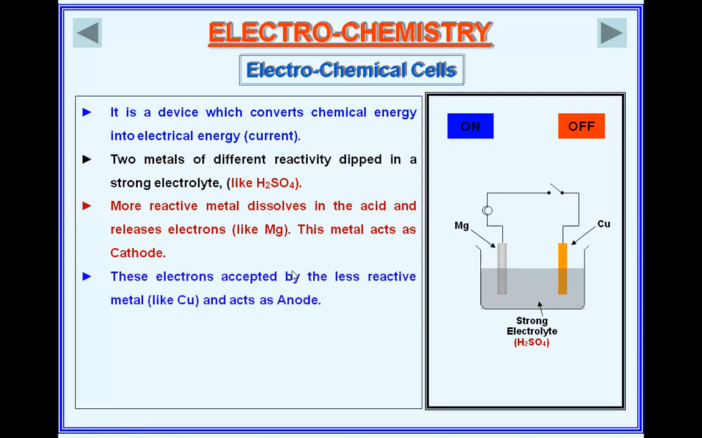Now you can see that the more reactive metal dissolves in the acid and releases electrons, like magnesium dissolves. This metal acts as the cathode in the cell. These electrons are accepted by the least reactive metal like copper. So the copper metal rod is used as the anode in the cell. The direction of the current flow changes in the cell and is different in the electrical circuit.